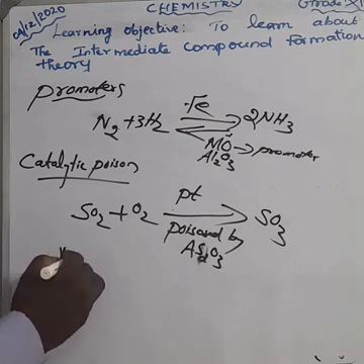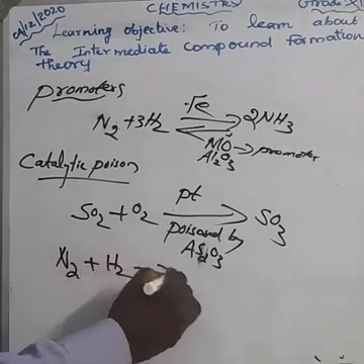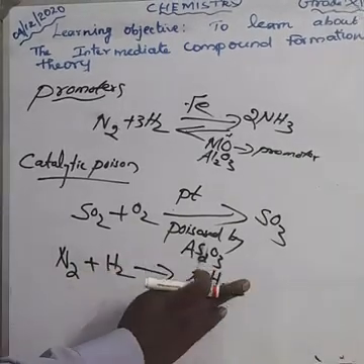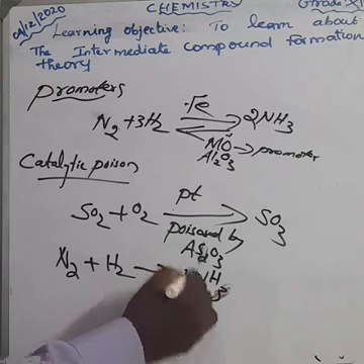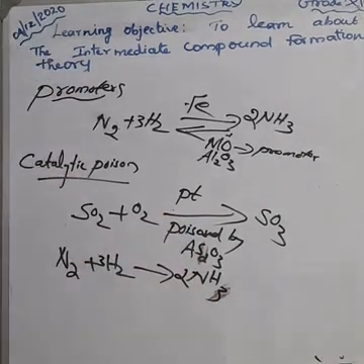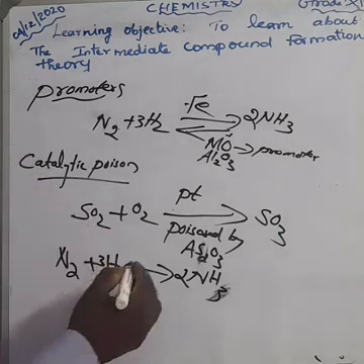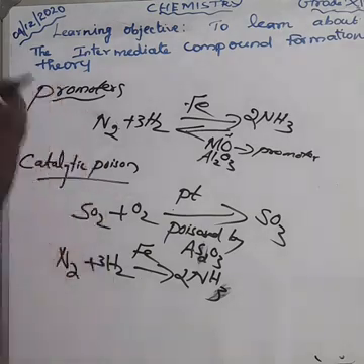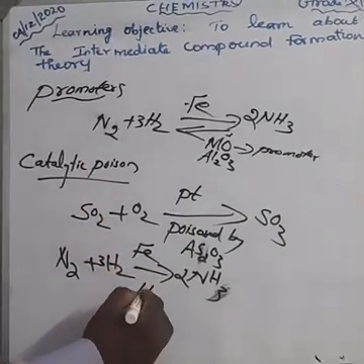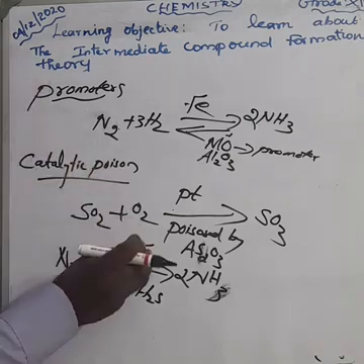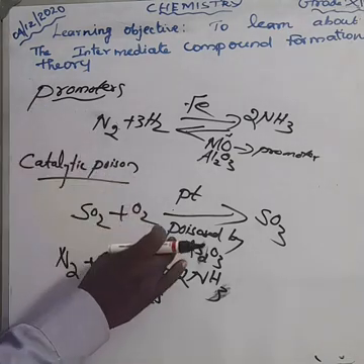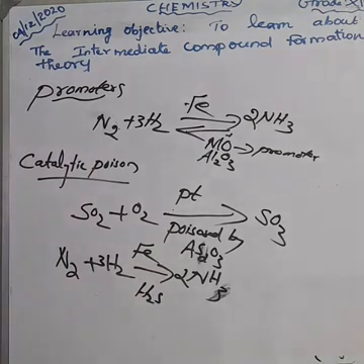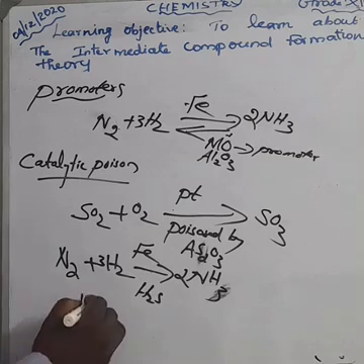Another example: nitrogen combines with hydrogen to form ammonia. You have to balance the equation. Here iron acts as a catalyst. One of the substances we add to destroy the iron is hydrogen sulfide. When we add hydrogen sulfide to this reaction, it completely destroys the activity of the iron. So we call this a catalytic poison.